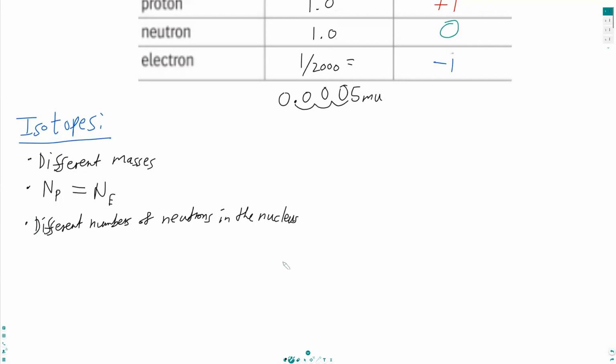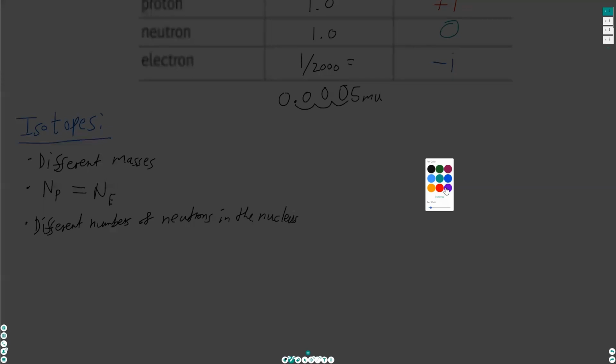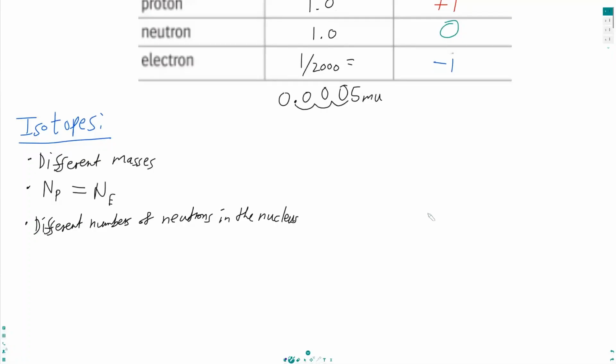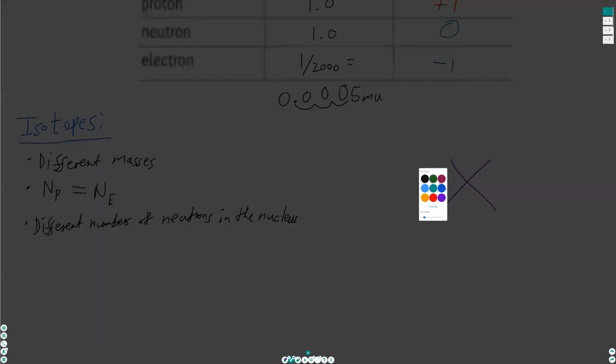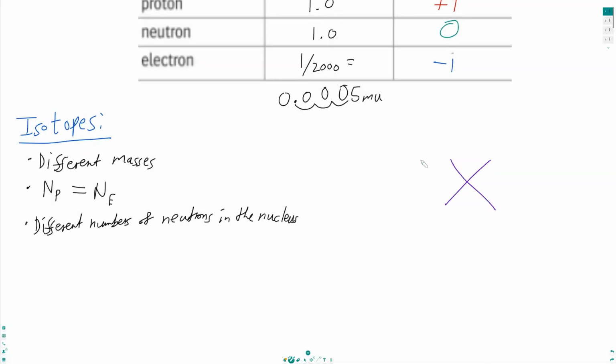If we look at the periodic table, any element in the periodic table is written in the following format. You have the element symbol, which I will represent by this. This is how it's always found in the periodic table.